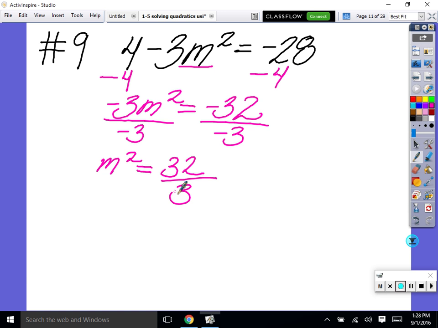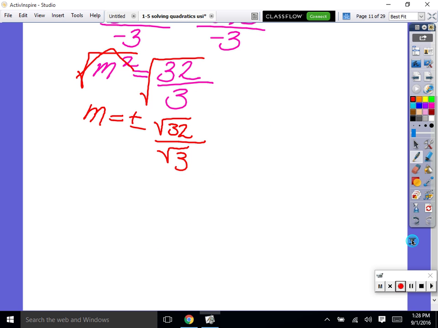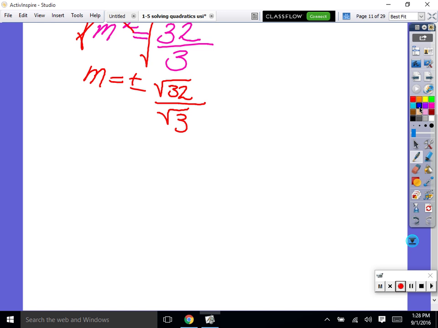Now, this is where it gets a little bit more advanced thinking. Square root both sides, right? So root cancels out with power. We have m is equal to plus and minus. We can't ever forget that. Now, we do need to split this up so we can simplify it correctly. Technically, we have a square root of 32 on top, and technically on bottom, we have a square root of 3. Is that answer appropriate? Nope. What do we need to do? What's the word for it? Yeah, you're right. Multiply by the square root of 3.